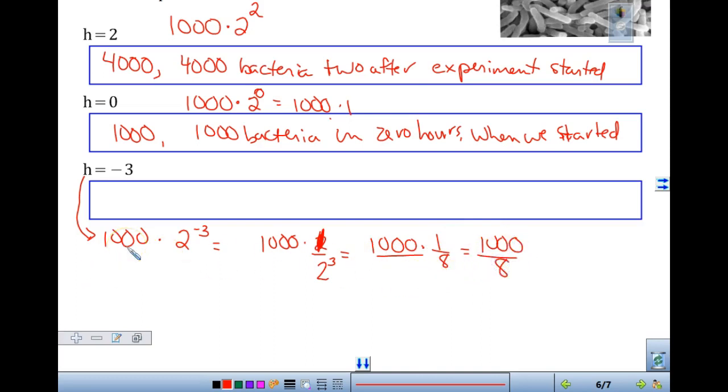How many bacteria were there 3 hours before they started this experiment? Like how much prior to that? 125. Now if you're putting this in your calculator, can you put this whole thing in like this? 1,000 times 2 and raise it to the negative. You can put it in with the negative exponent. But my hint would be, as we're doing these, get used to doing that reciprocal part. So this is 125 bacteria, right? And we're talking about 125 bacteria 3 hours before this began.